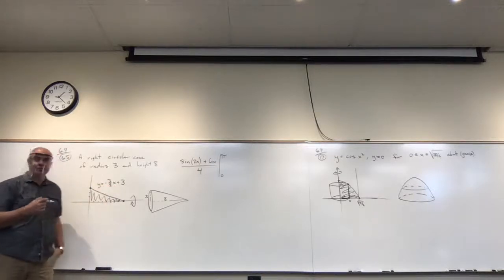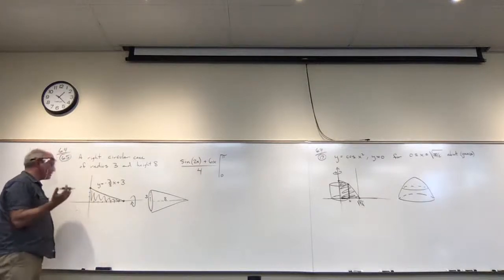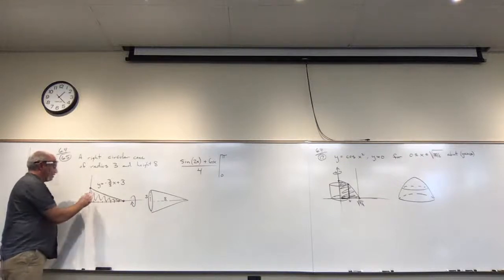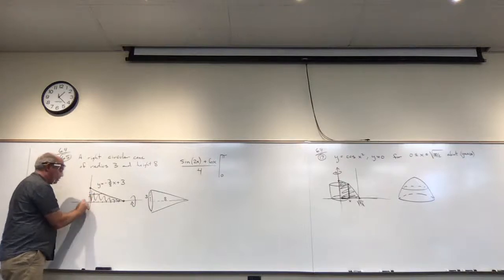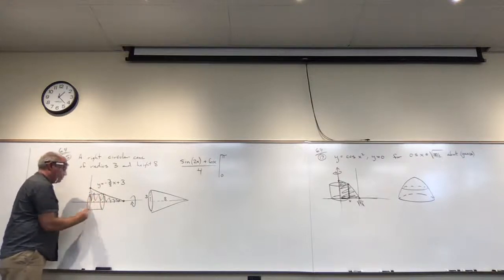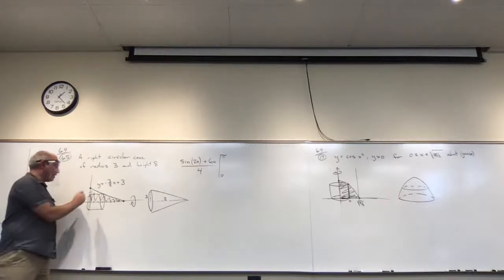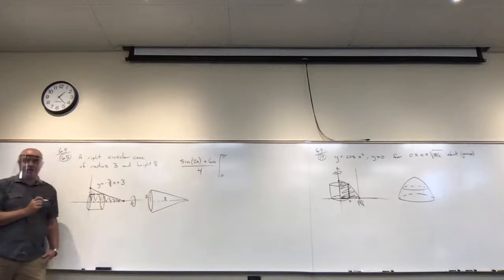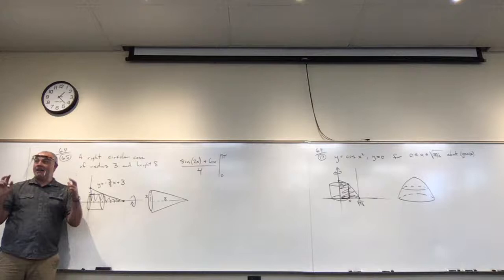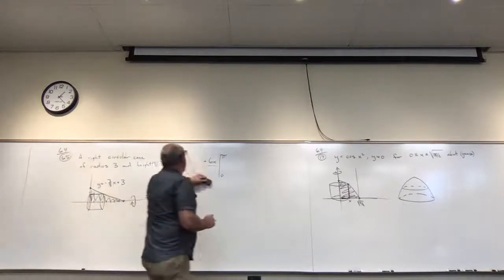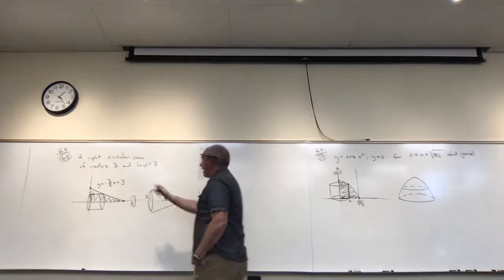And then I want to use the shell method. Maybe I didn't set it up very well, but that's okay. I'd want to cut it this way and spin. Correct? That's how I get my shells. If I cut this way, then what axis gets cut? Y. So that means I need to put in a y function, not an x function. So I need to solve that equation that I just wrote for x.